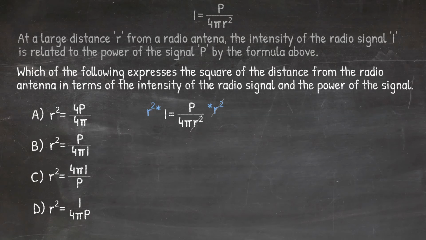In this case, since we're trying to isolate r squared, I needs to go to the other side. And the best way to do so would be to divide both sides by I. Since r squared is multiplied by I, the reverse action would be to divide by I. And ultimately, we get r squared equals P over 4 pi I. Looking at the answer choices, we can see that answer choice B has it in exactly the same form, and this will be our answer.